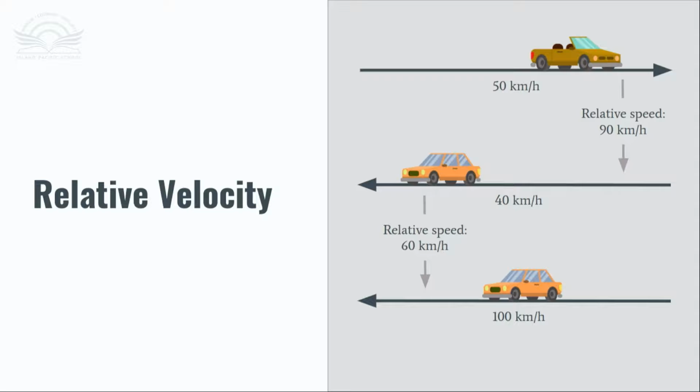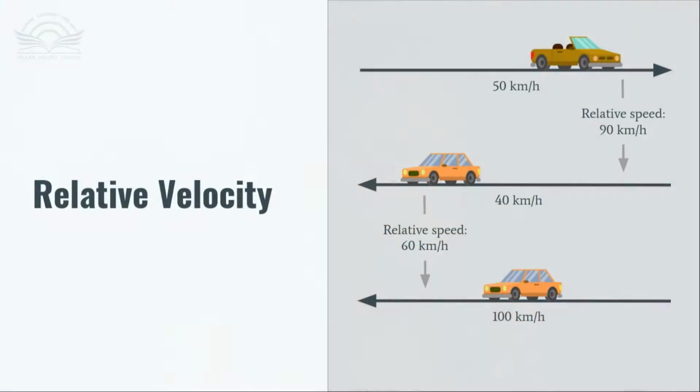So as you can see here, car 1 is moving at 50 kilometers per hour relative to something at rest in this direction. Now we're going to add a second car. It is moving at 40 kilometers per hour in this direction relative to something at rest. Because they are moving in opposite directions, their speeds are added for the relative velocity, meaning that they are moving at 90 kilometers per hour relative to each other. They're moving apart from each other at 90 kilometers per hour.